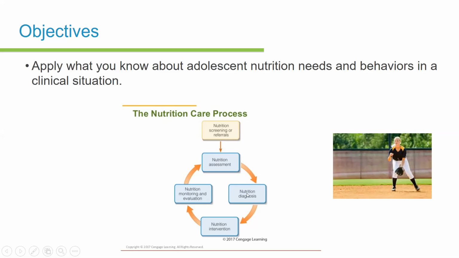So if this particular athlete maybe had iron deficiency anemia, we would figure that out. We would give her that diagnosis. We would decide if she needed supplements or dietary interventions or both. And then we would monitor and evaluate to make sure that that worked. Most likely, we would be monitoring her blood work and make sure that her iron status went back to normal after our intervention.